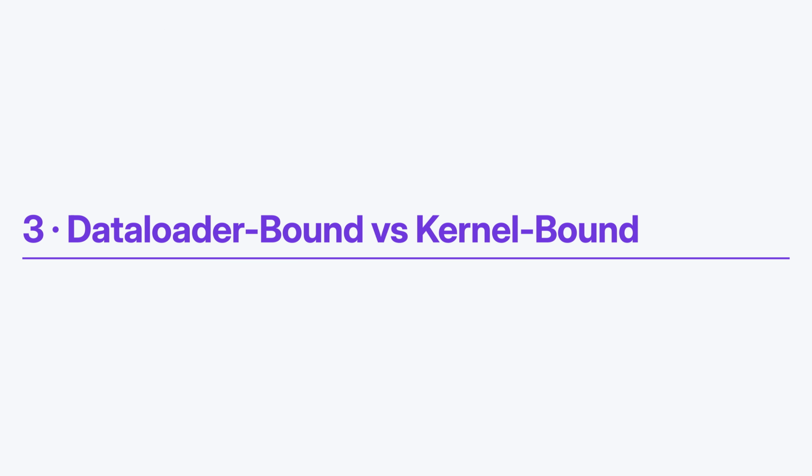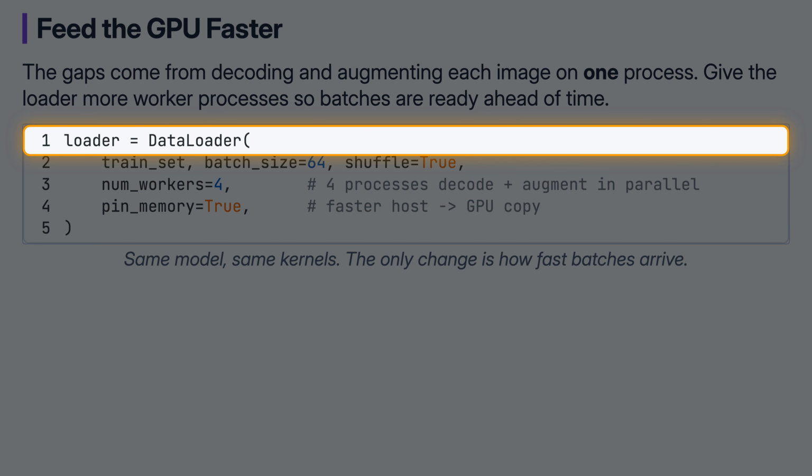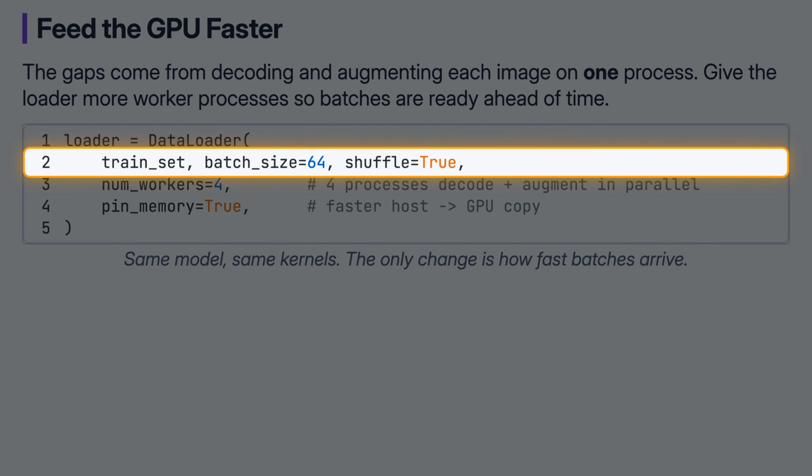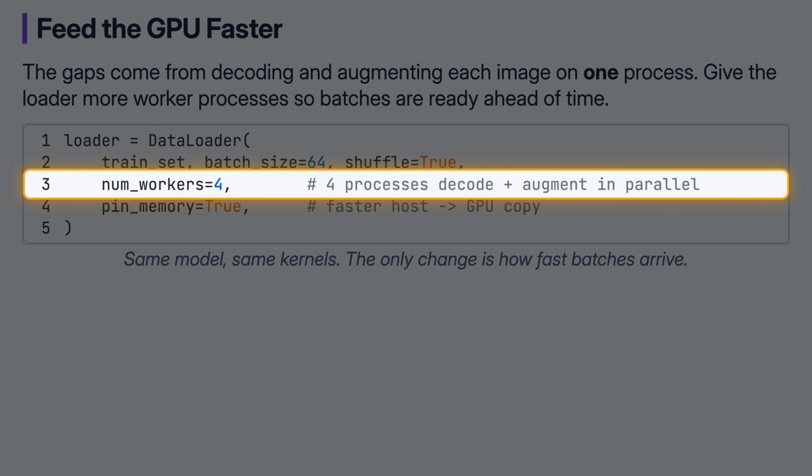Part 3. Dataloader-Bound versus Kernel-Bound. The gaps are CPU work, decoding and augmenting each image, so we rebuild the data loader. Same train set, same batch size of 64. Now numWorkers is 4. 4 processes decode and augment batches in parallel. Pin memory is true, for a faster copy from the host to the GPU. The model and its kernels are untouched, only the feeding changes.